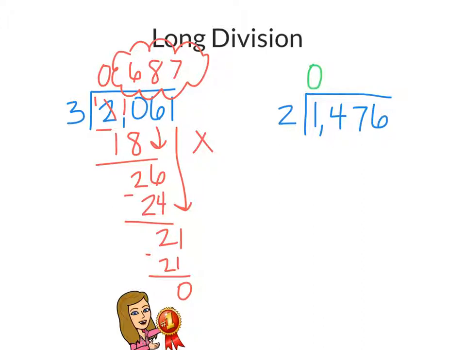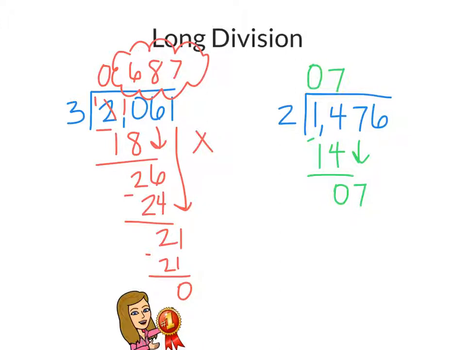2 times what gives me 14? This one actually works out perfectly because 2 times 7 is 14. So when I subtract, at first I won't have any leftovers. But remember, I still need to bring down the numbers that are waiting so patiently. So the first one to bring down is the 7.